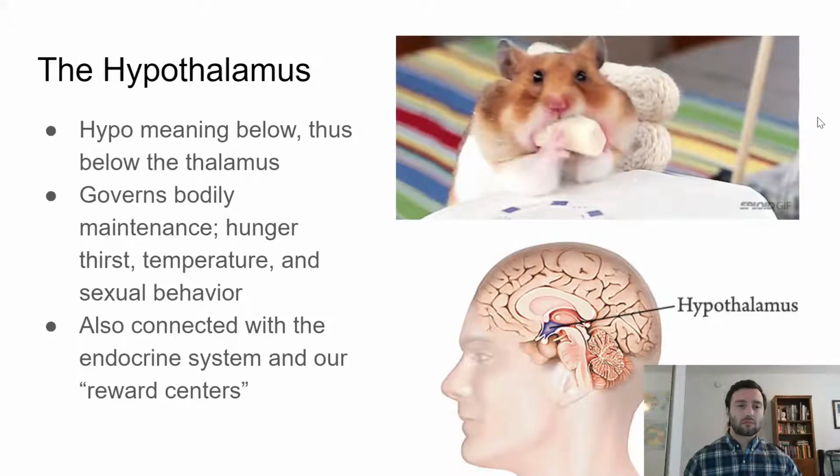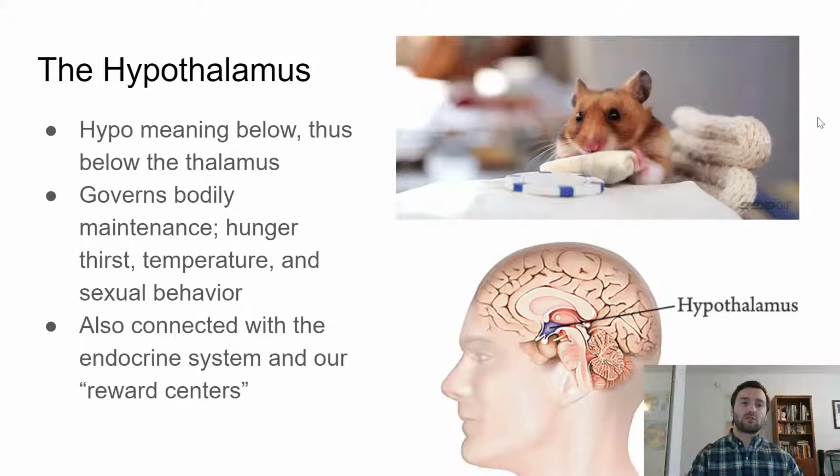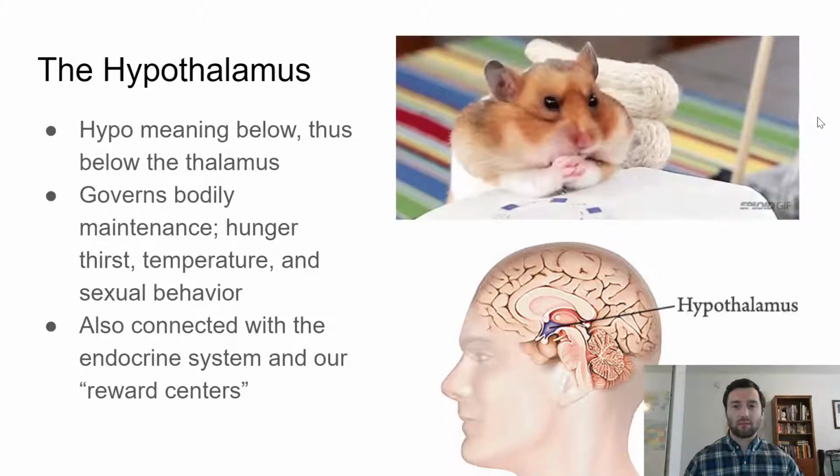The hypothalamus is really focused on regulating and maintaining our body. Things like hunger, thirst, temperature, and sexual behavior are all maintained by our hypothalamus. When you feel hungry, that's because your hypothalamus is telling you to feel hungry. When you've eaten and don't feel hungry anymore, that's our hypothalamus telling us you don't need to eat anymore.